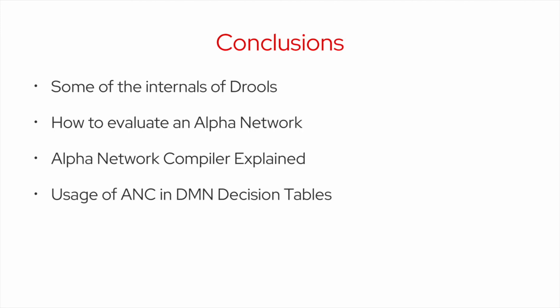We saw some of the internals of Drools describing a simple way to evaluate a Rete network, some of the optimization we use in memory, and some of the optimization used while generating the compiled alpha network. After that, we saw an experimental usage of the alpha network to evaluate in an efficient way DMN decision tables.